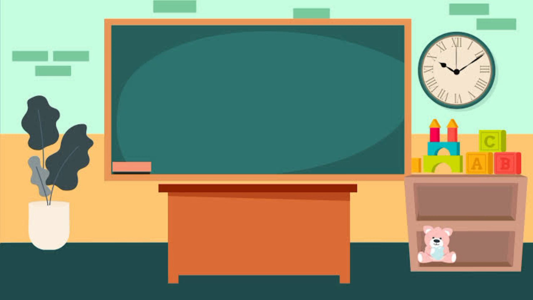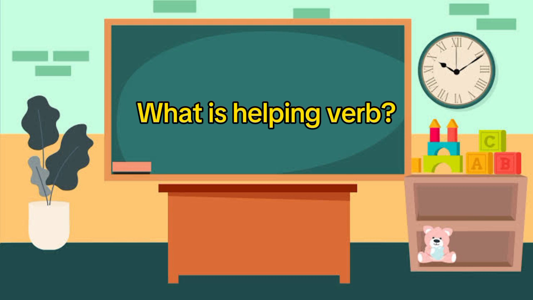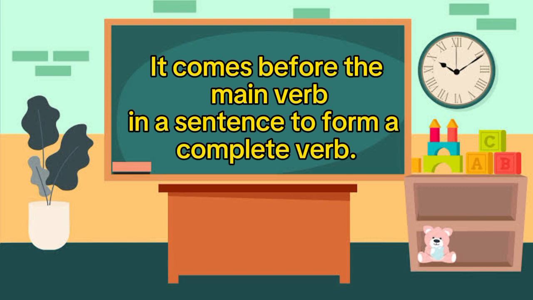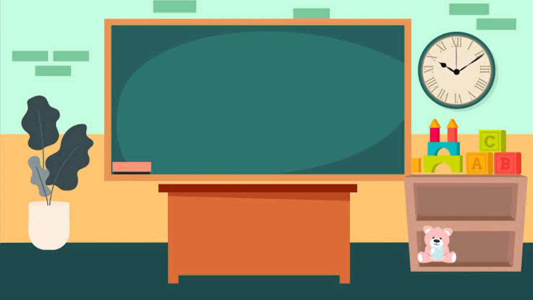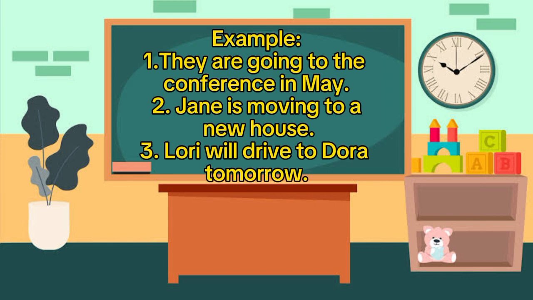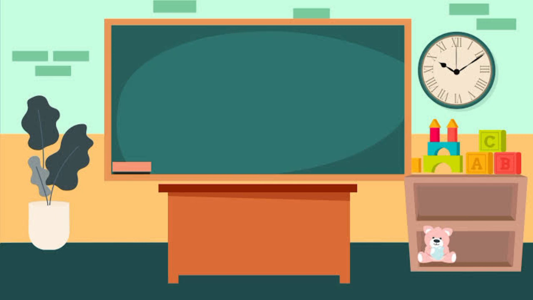Now, let's proceed to the other kinds of verbs. What are helping verbs? They come before the main verb in a sentence to form a complete verb. These are the following examples of helping verbs. Number one, They are going to the conference in May. Number two, Jane is moving to a new house. Number three, Lori will drive to Dora tomorrow. In sentence number one, are is the helping verb because it helps the main verb going. In number two, is is the helping verb because it helps the main verb moving. In number three, will is the helping verb because it helps the main verb drive.